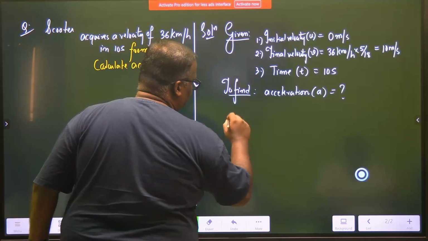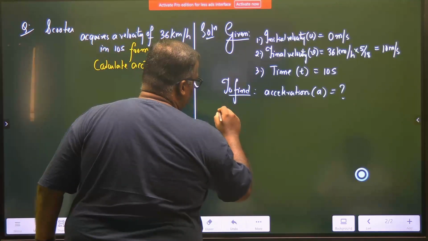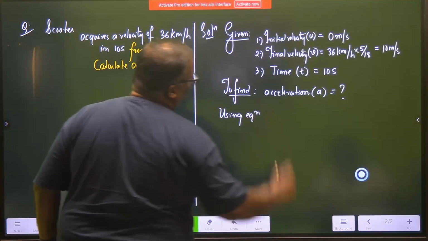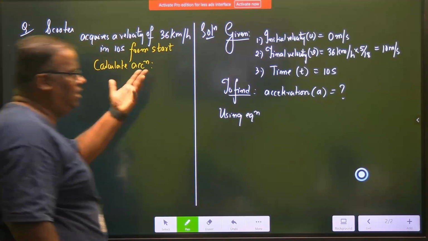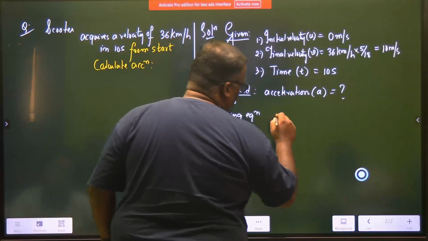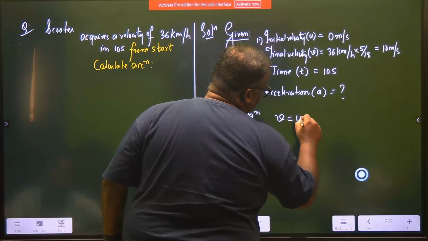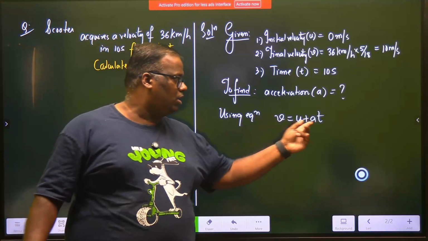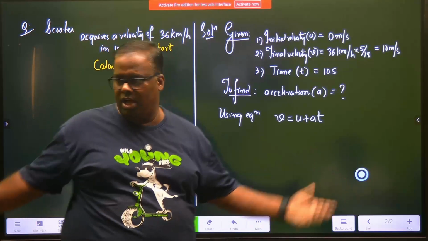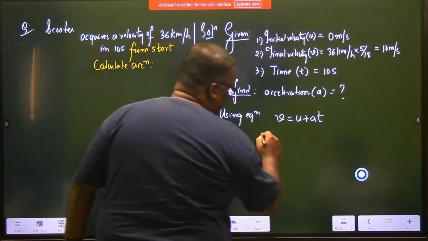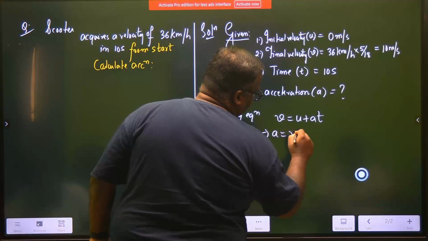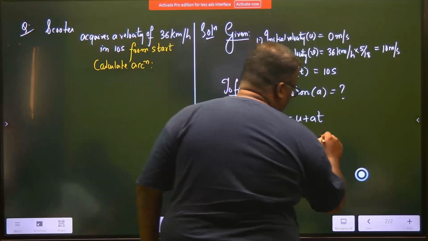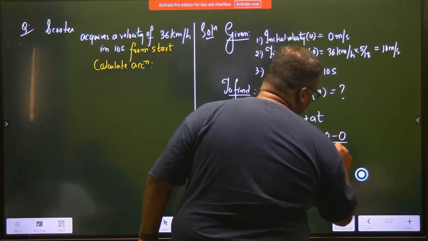So we write, using equation. Which equation will you use? You want acceleration, final, initial, all given. So we will use the first equation, v is equal to u plus at. And again check, is there anything that you have not explained so far? You have explained everything, right? So now we do it. a is equal to v minus u divided by t. What is the value of v? 10 minus 0 divided by t.